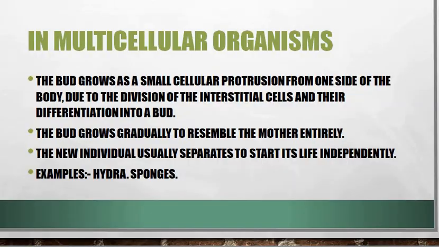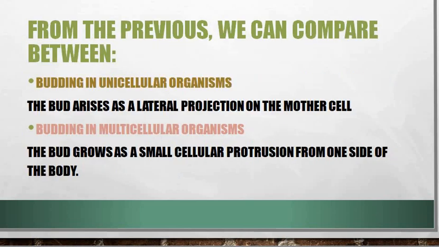In multicellular living organisms, the bud grows as a small cellular protrusion from one side of the body, laterally, and the bud grows gradually to resemble the mother. It may be separated to make a new individual that is independent in its life, like hydra and sponge.